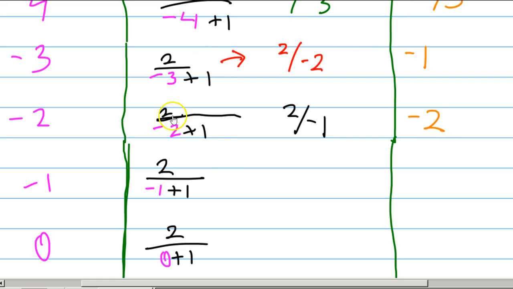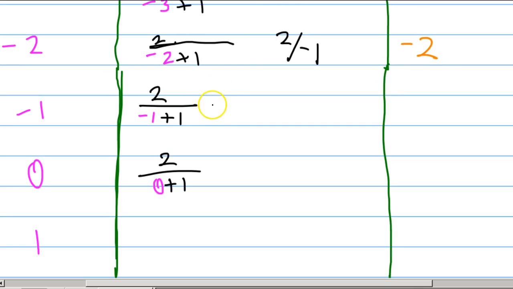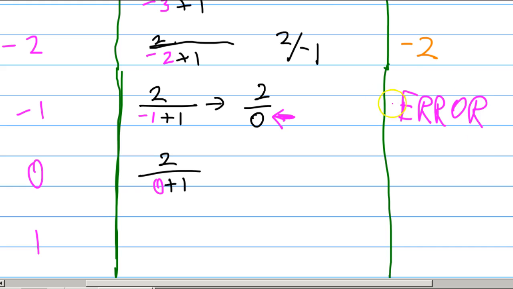So far, everything's going fine. Now, when I get to here, I see that this is going to give me 2 over 0. Now, 0 is never allowed to appear in the denominator of a fraction because division by 0 is not defined in our number system. So this right here actually is a big error. On a graph, as a reminder, this is where our vertical asymptote will be.